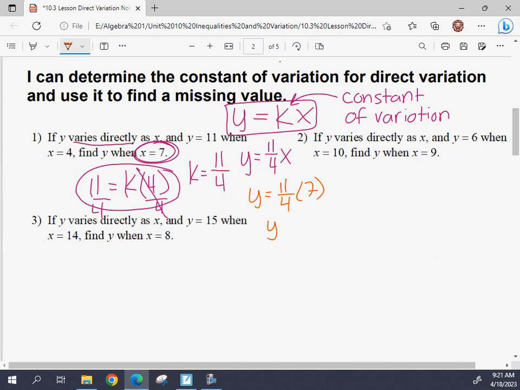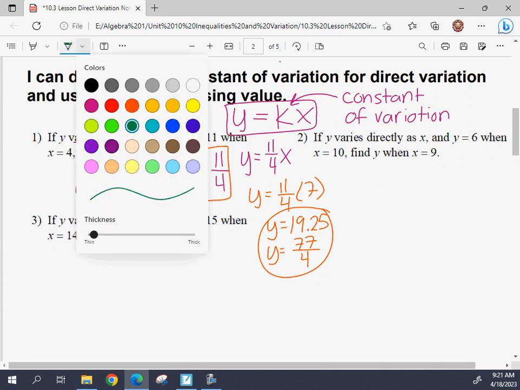Which is going to give you either a decimal of 19.25, so I just did 11 divided by 4 times 7, or if you want to write it as a fraction in simplest form, 77 over 4. So because we know that x and y vary directly, we're able to find this constant and then use that constant to find a new value. So let me do a couple more.